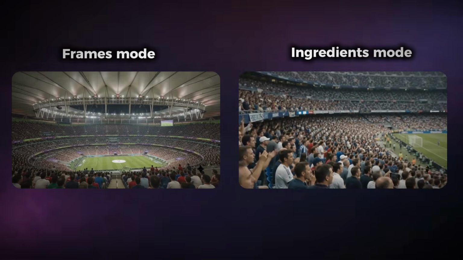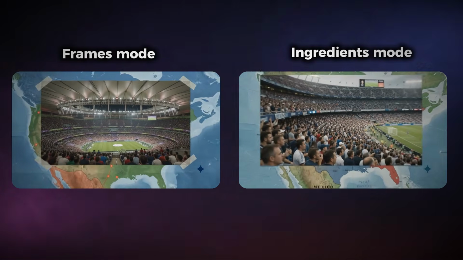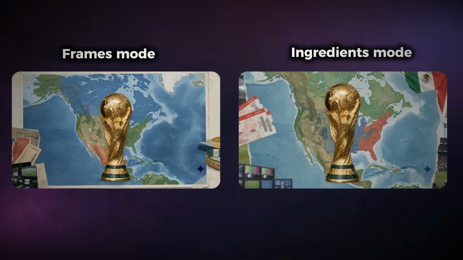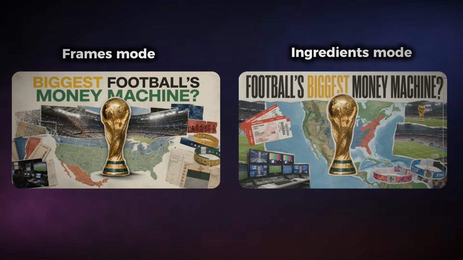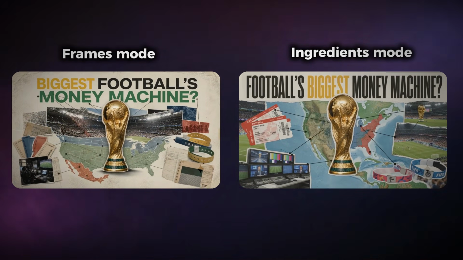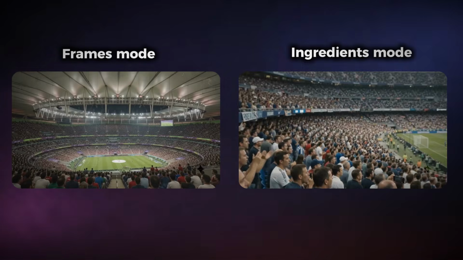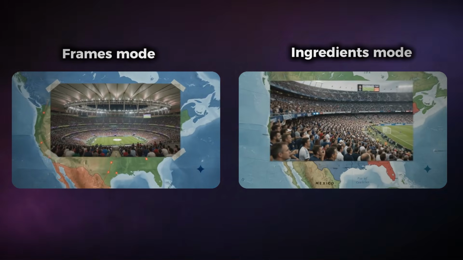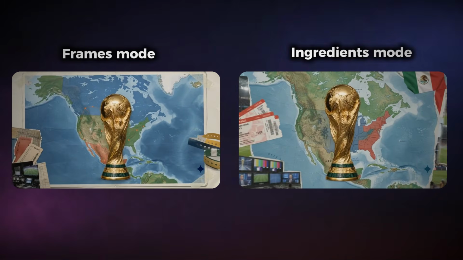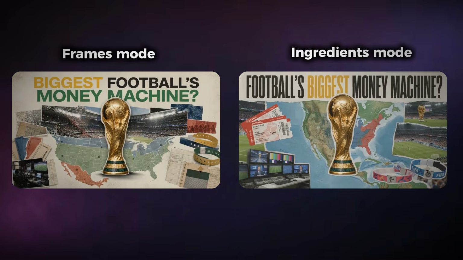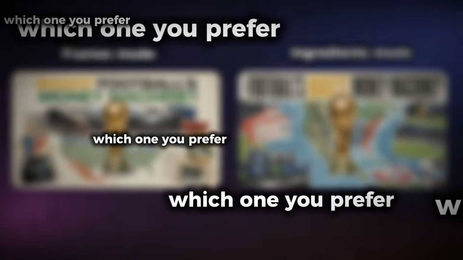So now, let's compare the results. On the left, the clip was generated using frames mode. On the right, the clip was generated using ingredients mode. Take a close look at the movement and transitions. Which version looks better to you? Personally, I think the ingredients version feels a little more polished, but let me know which one you prefer.